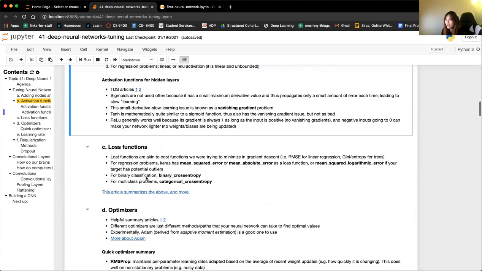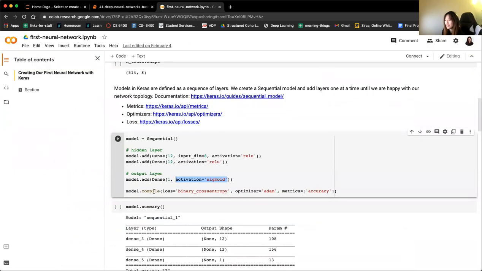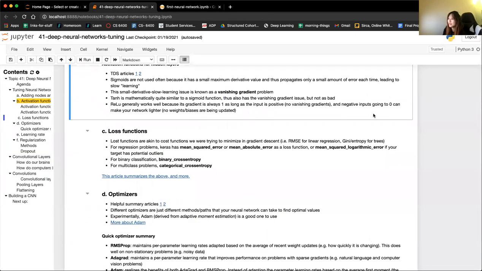All right, so the next thing we're going to talk about is loss functions. Loss functions, which actually come together with optimizers, come in the compile step of the model. So you can see here, I have my loss function and my optimizer, and these are the next two things we're going to talk about. Loss functions are akin to the cost functions that we were trying to minimize in gradient descent. For example, when we were talking about RMSE for linear regression, Gini/entropy for different trees, loss functions are the same kind of functions for neural networks.